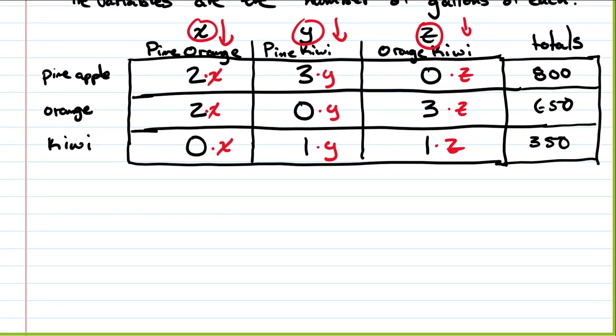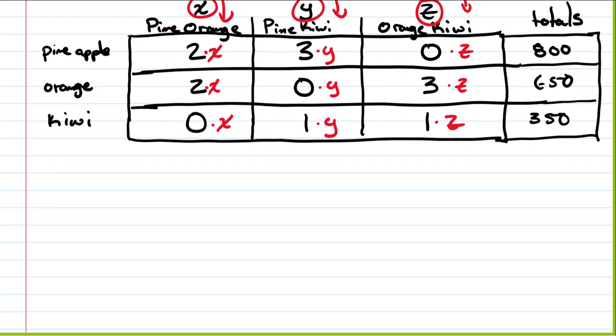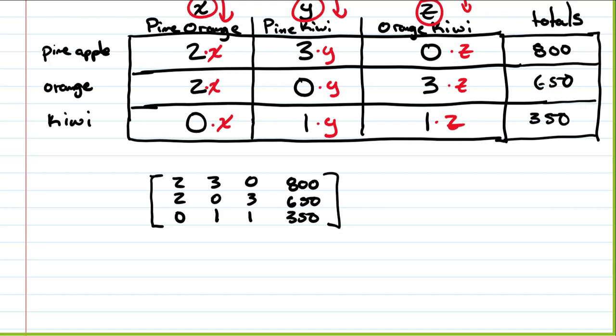Each row in this table, the way that I've set it up, represents an equation. So notice the way I set this up was on purpose. I put the x's, y's, and z's in here, but if I didn't put the red x's, the red y's, and the red z's in, that table is exactly my matrix, right? So the matrix that we need to solve is 2 2 0, 3 0 1, 0 3 1, and 800, 650 and 350. And this is a 3x4 matrix, right?